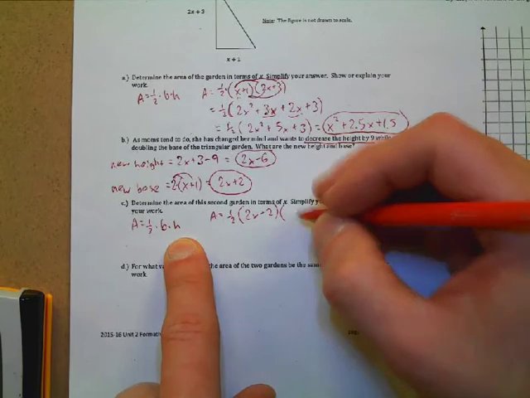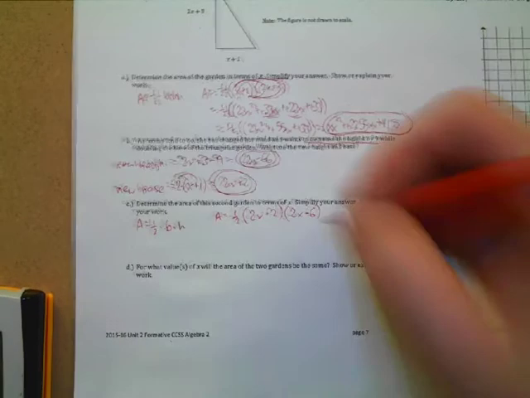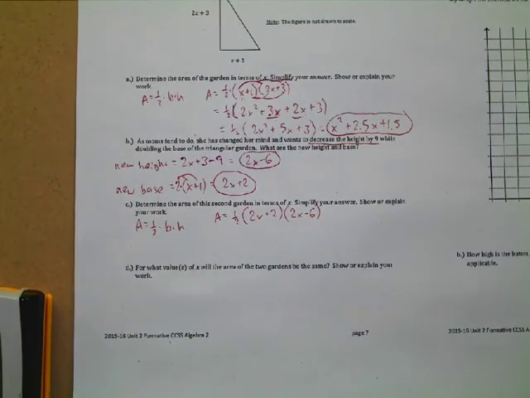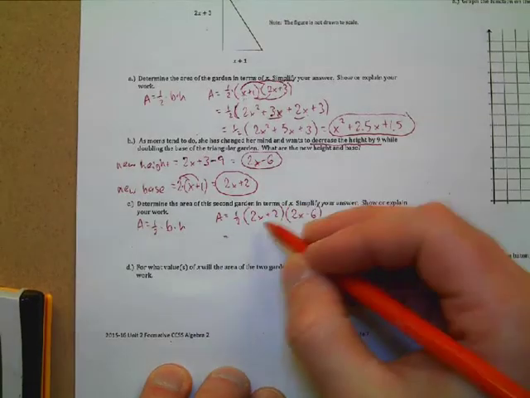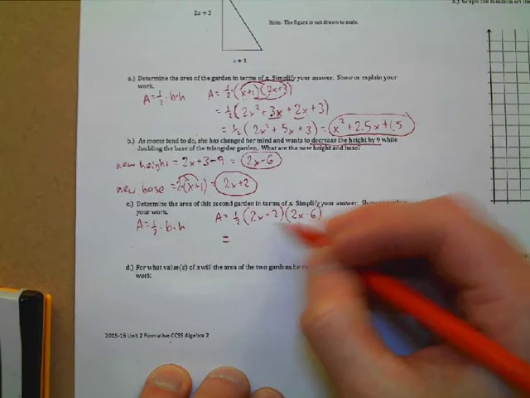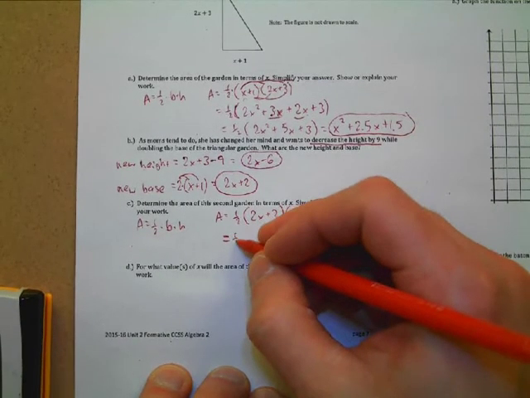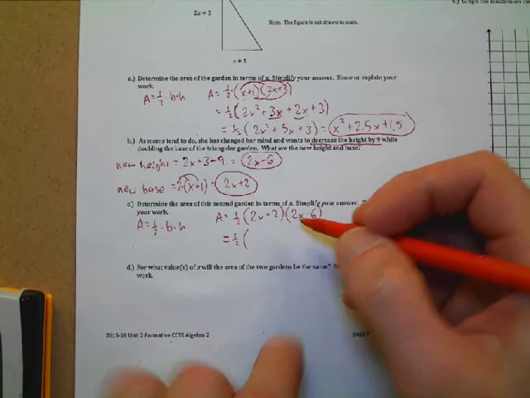2x minus 6. Okay, just like that. So again, I'm going to hold off on multiplying by the 1/2. I'll go ahead and multiply the base and height together, and then I'll distribute that 1/2. So I'll leave the 1/2 out. Okay, and again, we're going to multiply just like we did before.